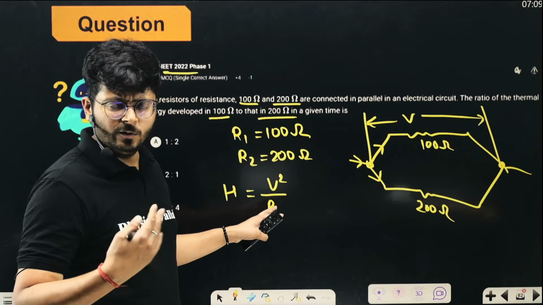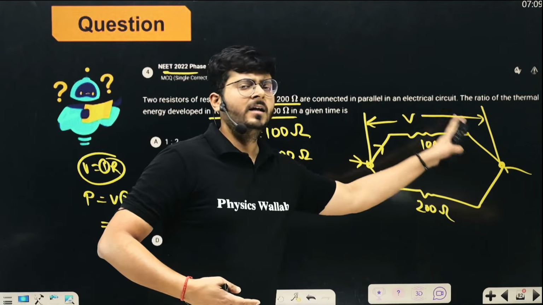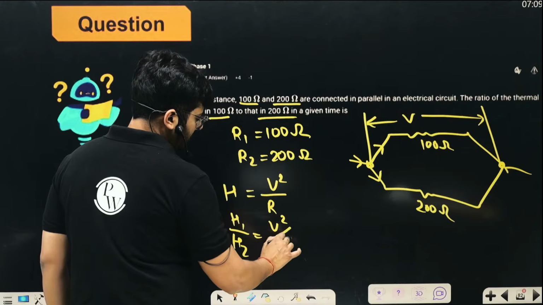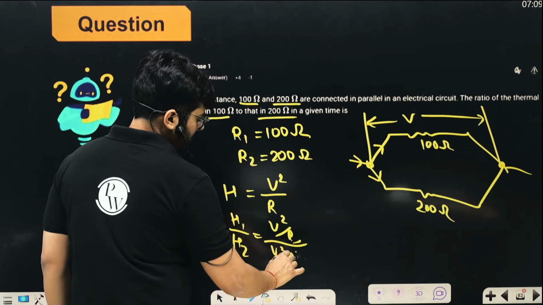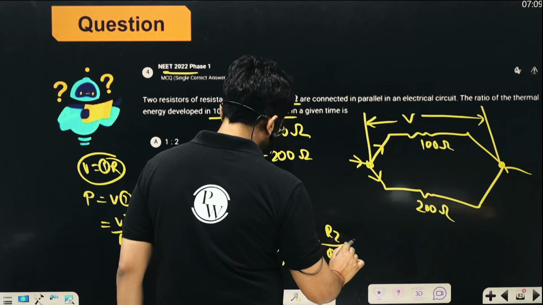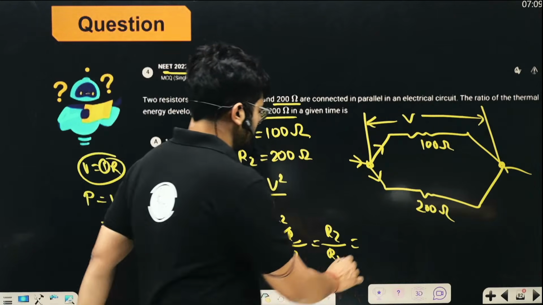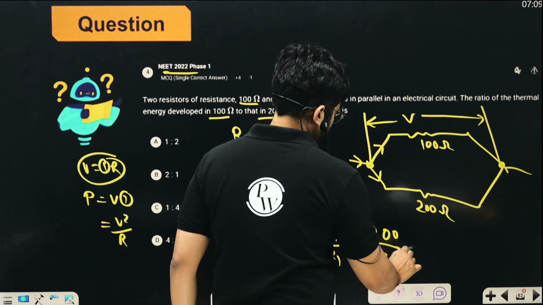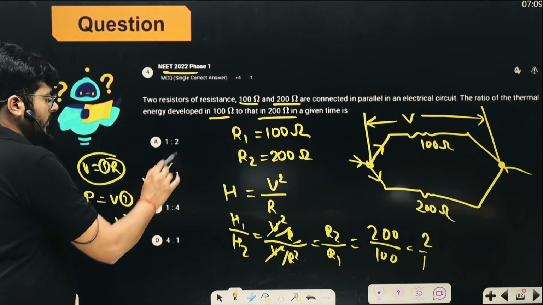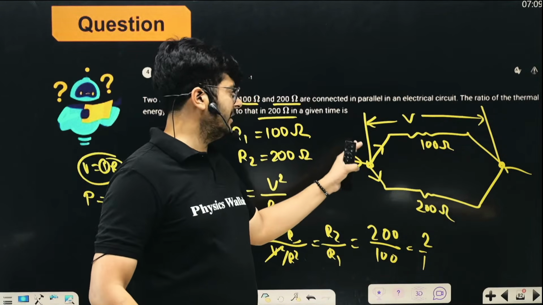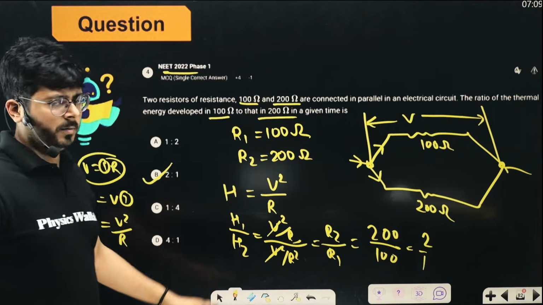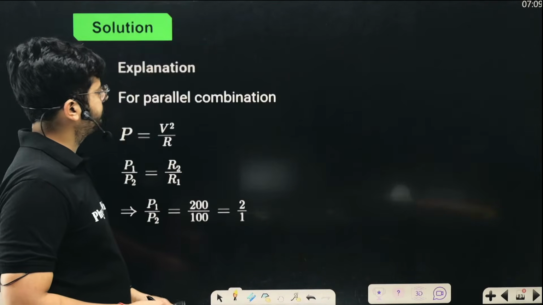Why are we calculating it in terms of potential? Because across both of them the potential is same. So now if you take the ratio of H1 and H2, it is V square upon R1 and V square upon R2. Potential is same across both of them, so this is cancelled out. So it will be R2 by R1, 200 by 100, which is 2. So the amount of heat produced is in the ratio of 2 is to 1. Clearly you can get it with common sense that the lower resistance will get most of the current, and because of which it will be heated more. So the ratio of heat generated per unit time is 2 is to 1.